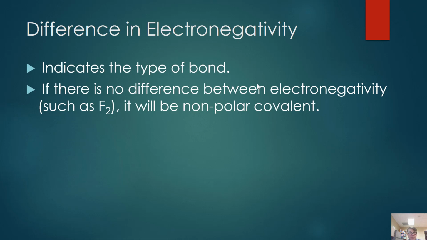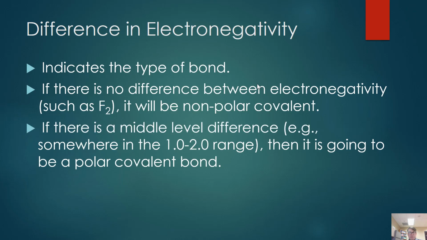So there's no difference in electronegativity between the one F and the other F because it's the same atom. And so there's a zero difference between the electronegativity of the one fluorine and the other fluorine. So this is going to be a nonpolar covalent bond. There's going to be no charge differentiation between the two fluorines in that molecule.